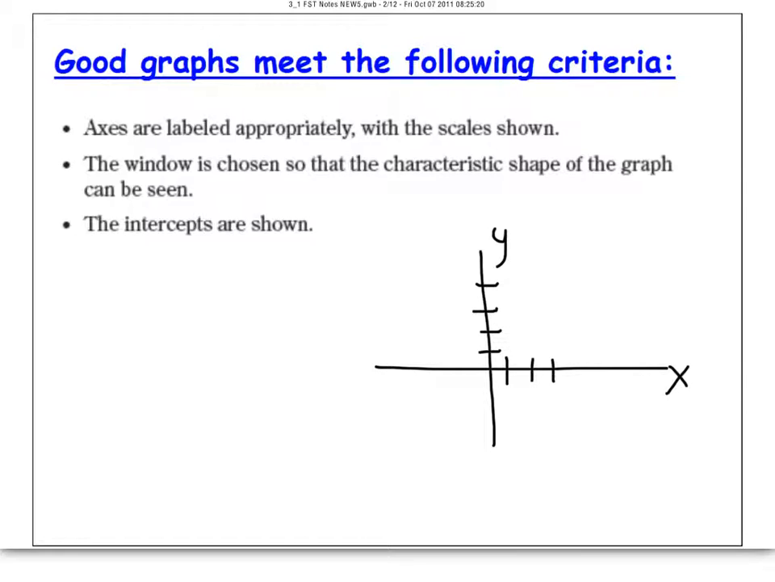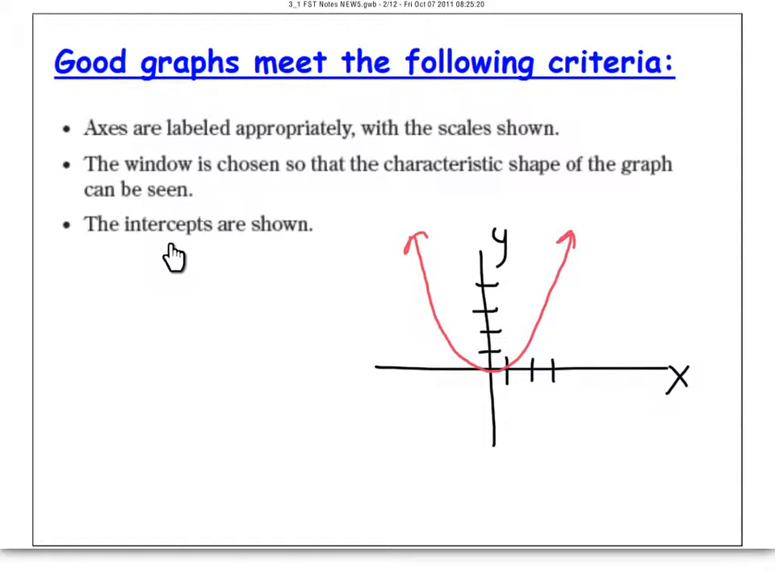The second component is that the window that you chose shows the characteristic shape of the graph. So, for example, let's say we had a parabola whose vertex was at the origin. You would want to make sure that your window captures the vertex for sure, because that is a key component of a parabola. And some of the nice features where it's rising on the right and rising on the left here. So quadrant 1 and quadrant 2 is very important. Now quadrant 3 and 4, there's no graph activity, so we probably could cut some of that off.